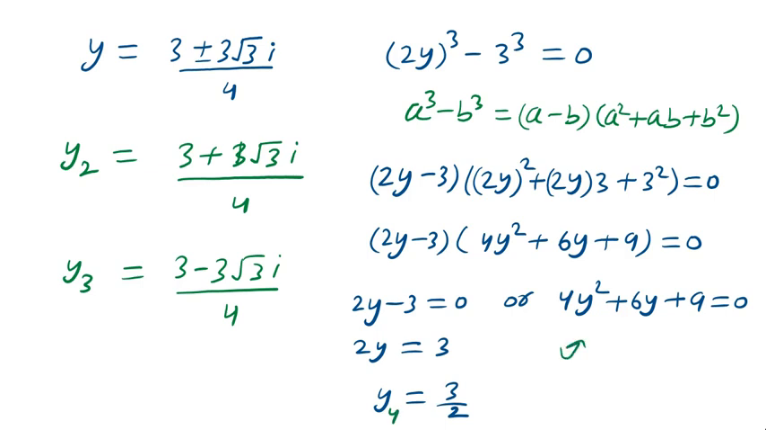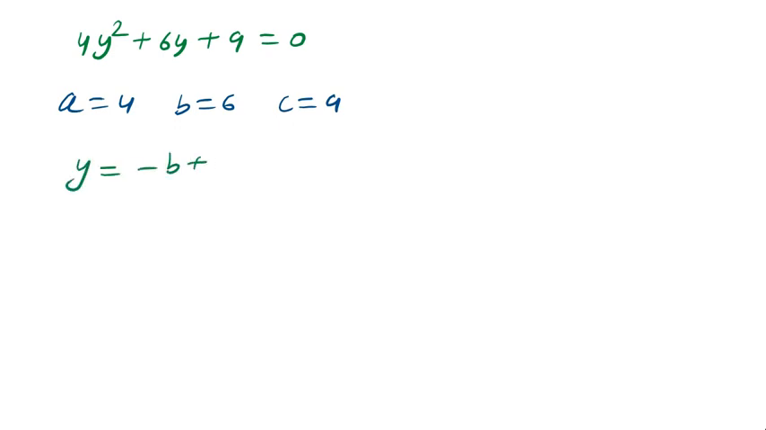Now solve this quadratic equation. We have 4 times y square plus 6 times y plus 9 is equal to 0. Now the coefficient of y square is 4, so the value of a is equal to 4. The coefficient of y is 6, so the value of b is equal to 6. And the constant term is 9, so c is equal to 9. And by the quadratic formula, y is equal to minus b plus minus square root of b square minus 4 times a times c, divided by 2 times a.